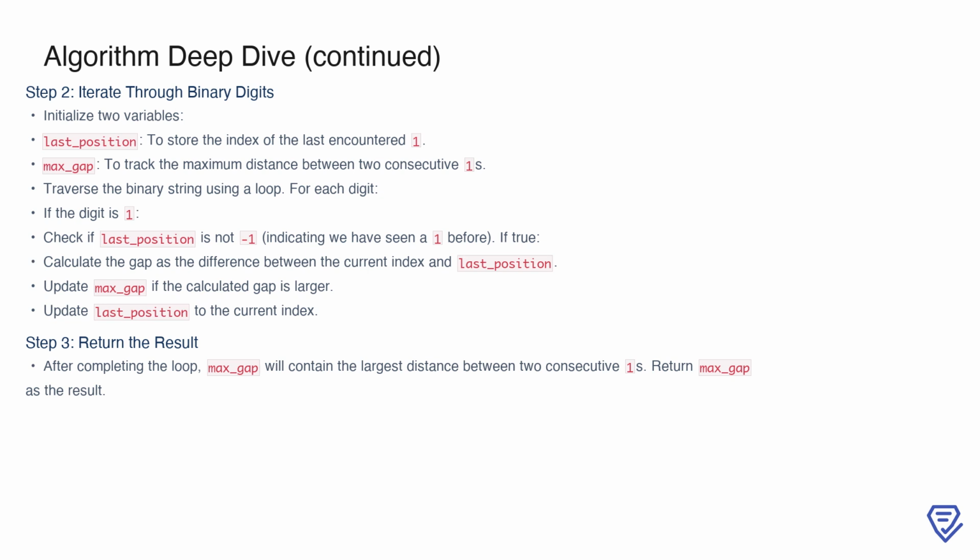Using a loop, we traverse each digit in the binary string. If the digit is 1, we check if last_position is not -1, meaning we've seen another one before. If it is true, we calculate the gap by subtracting last_position from the current index. If the gap is larger than the current max_gap, we update max_gap. Finally, we update last_position to the current index of this one. At the end of the loop, max_gap contains the largest distance between consecutive ones, which we return as the result.